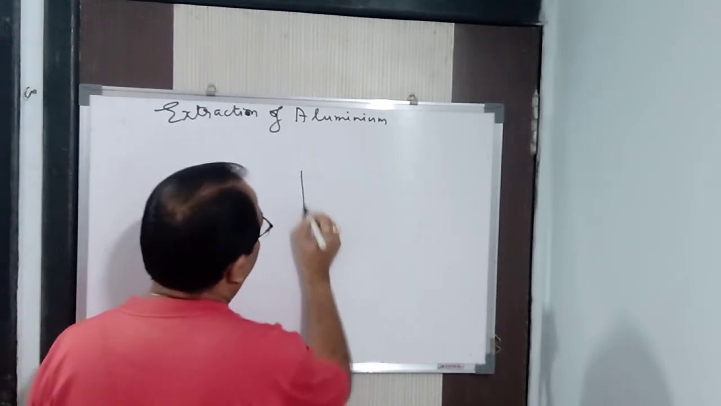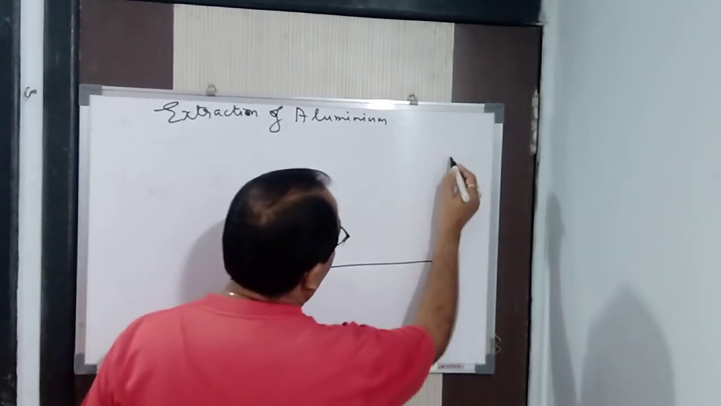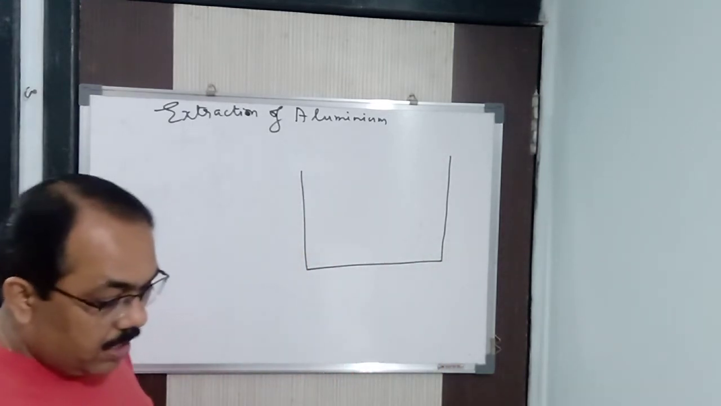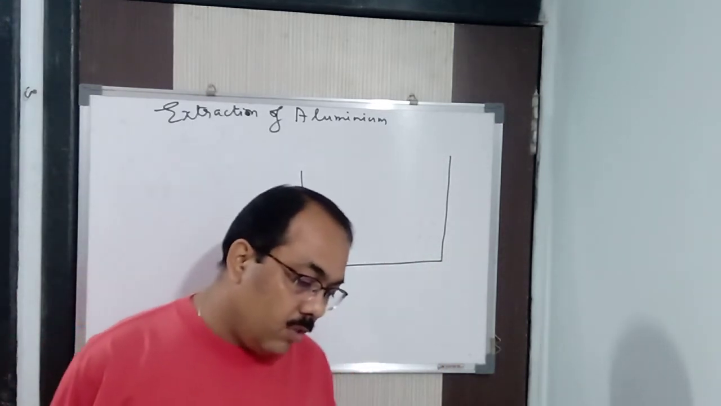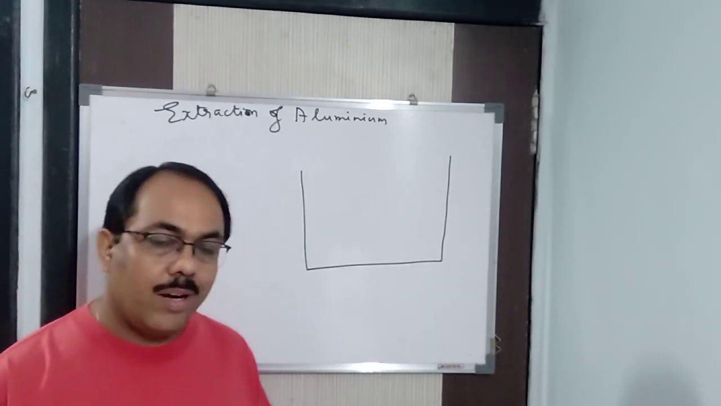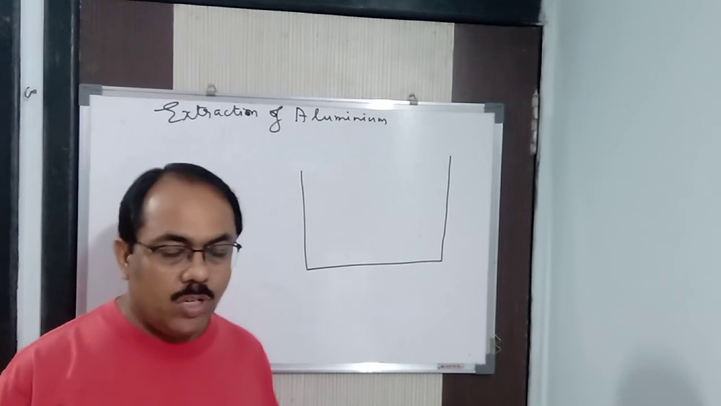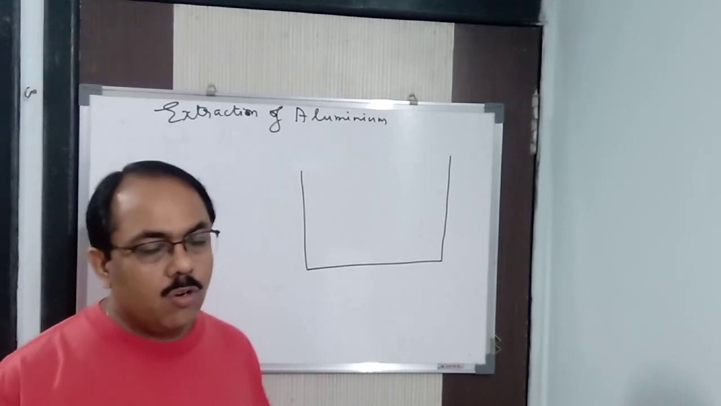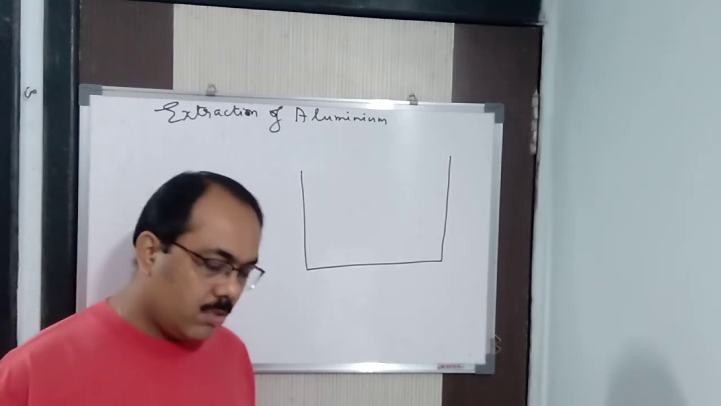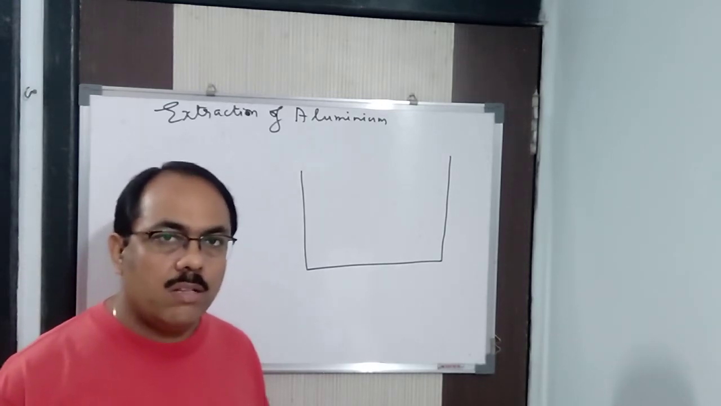Now, what will we be doing in the Hall-Heroult process? It is spelled H-E-R-A-U-L-T or H-E-R-O-U-L-T. In certain books it is one way and in others the other way, whatever it is, it is not making a difference. So it is the Hall-Heroult process.